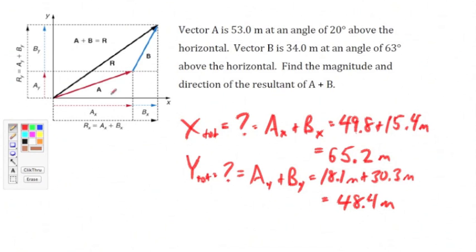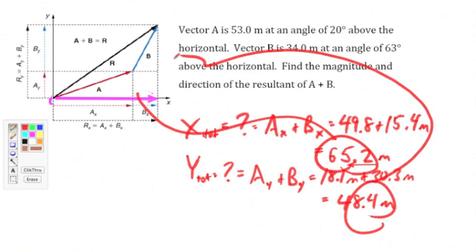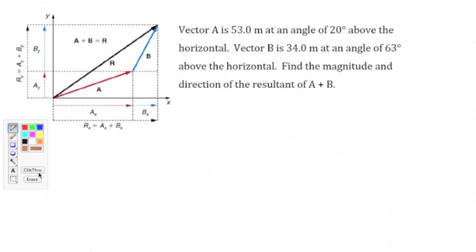What that means is when we worked everything out here, we had a total of 65.2 meters to the right and 48.4 meters up. Now, we're working with meters here, but this also works with meters per second squared. This works with any vectors. So, as I said, if you figure out the x total and the y total, in a lot of cases, that's going to be all you ever have to figure out.